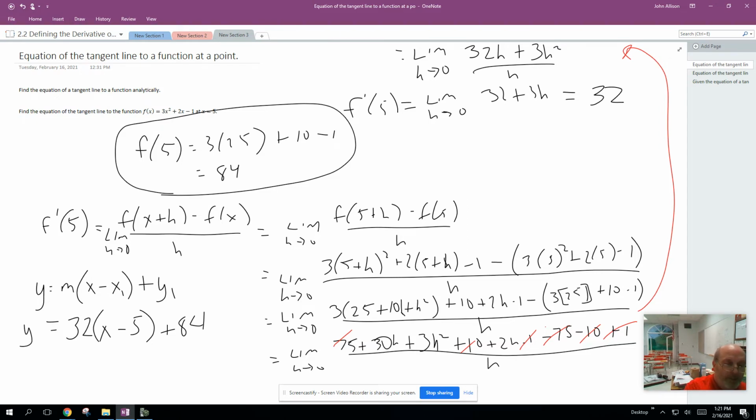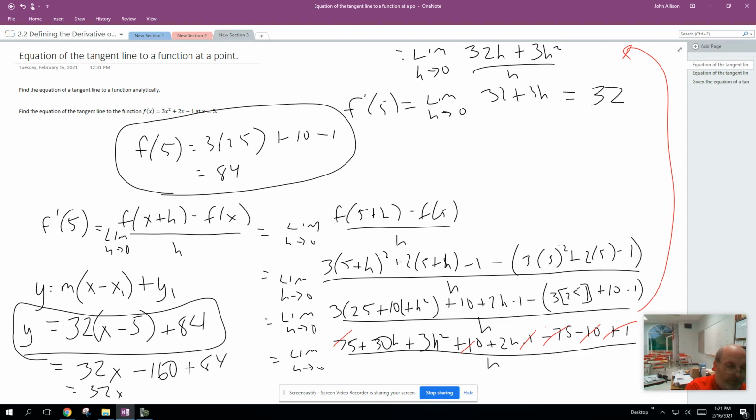You might distribute that and simplify to get it in slope-intercept form, but a lot of times they're going to leave it in this form here. But we could also do this as 32x minus 160 plus 84. So that would be 32x minus 76. Either way, that's how you find the equation of a tangent line.